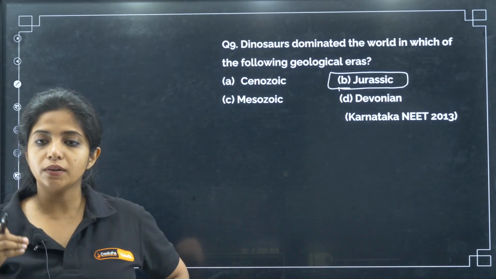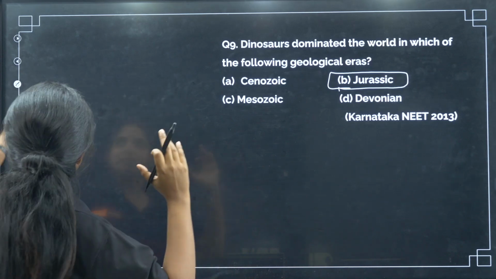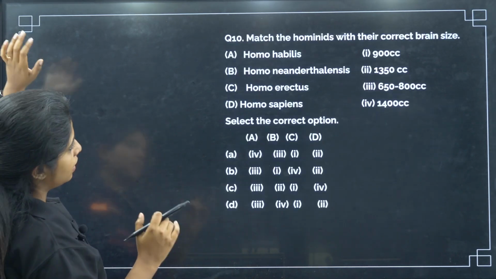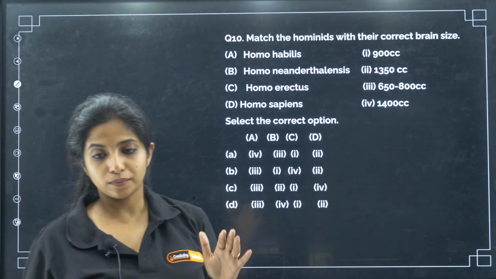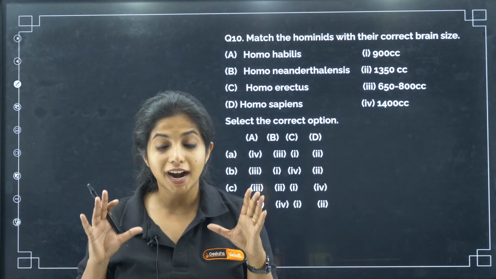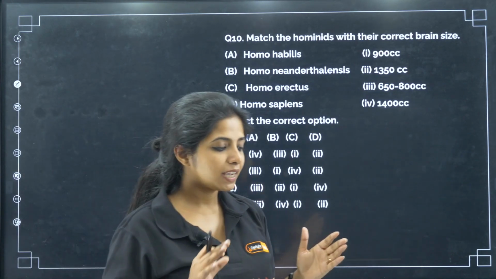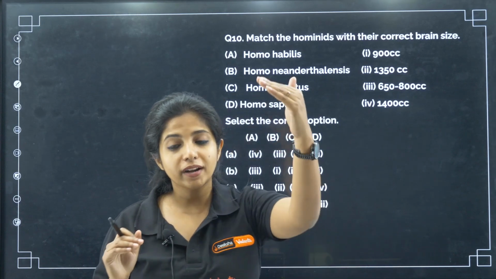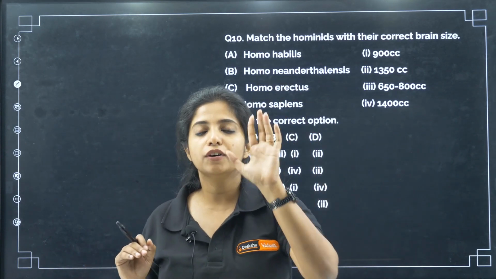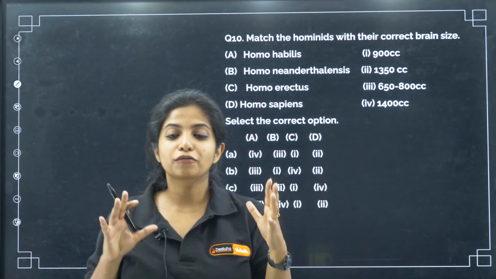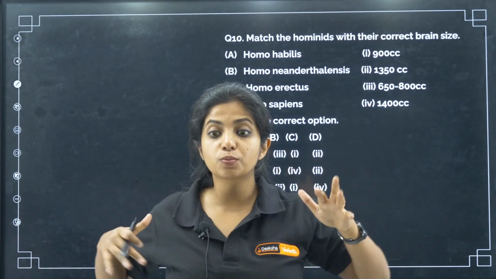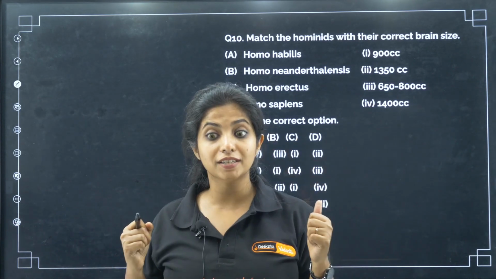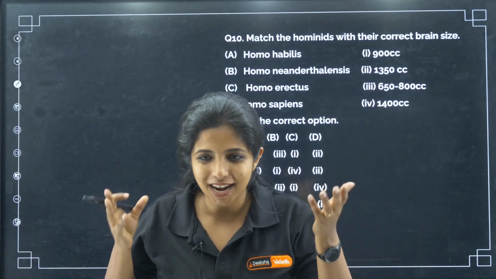Dinosaurs dominated the world in which of the following geological eras? Jurassic. Works? Now, match the hominids with their correct brain size. First of all, you should understand one very important thing in evolution, and that is the pattern of evolution. First, the origin of man: there is Dryopithecus and Ramapithecus. Dryopithecus were more ape-like. Ramapithecus were more man-like, okay.